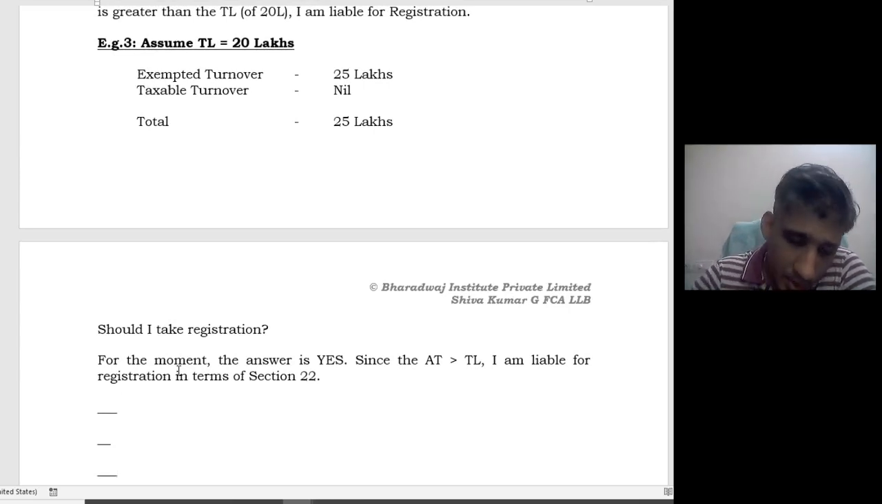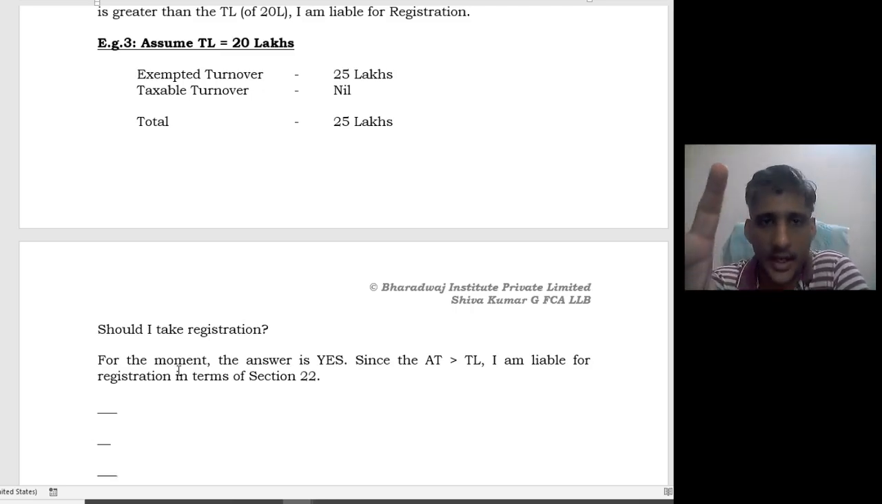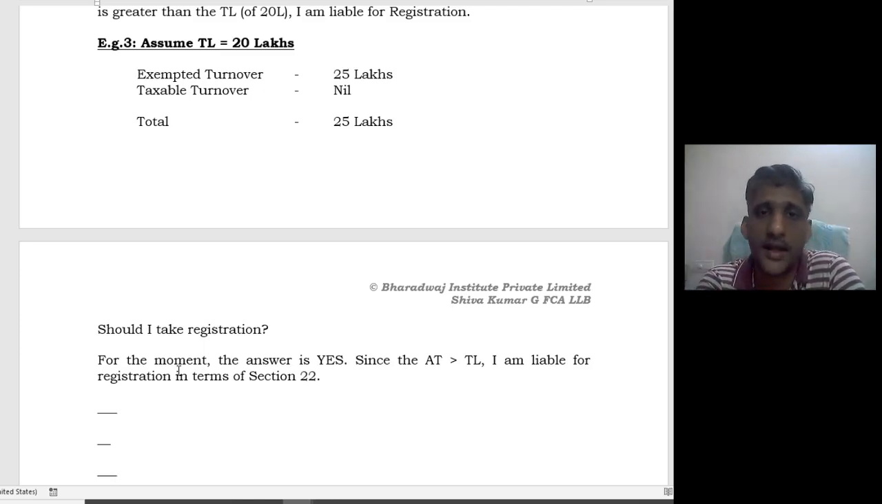For example number 3, we have to read section 23, then come back and update this answer. At this point of time, we have read only section 22. In terms of section 22, if the turnover crosses the threshold limit, then you are liable to take registration. Aggregate turnover includes exempted turnover. Therefore, exempted turnover is 25, so aggregate turnover is also 25. Since 25 is more than the 20 lakhs threshold limit, I am liable for registration.